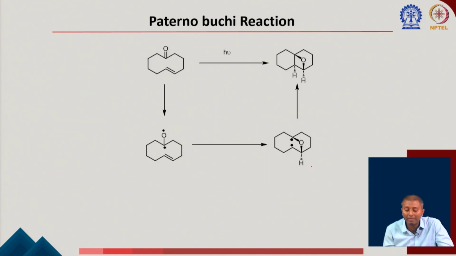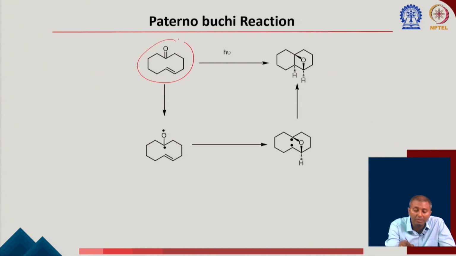So now I am going to show you another important example for the intramolecular version. You can see here again there is a formation of this O dot and the C dot, which are able to form this bond, finally forming the oxetane.